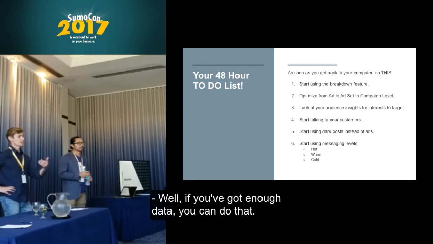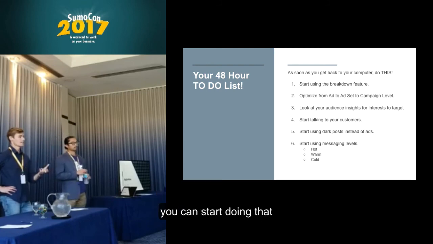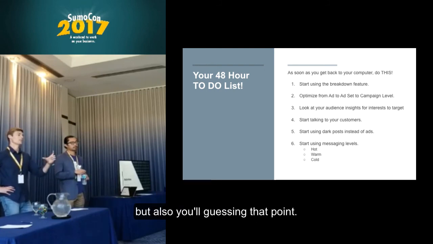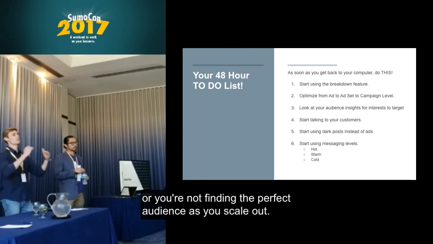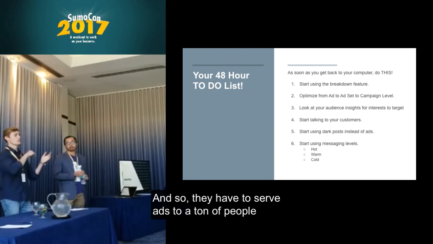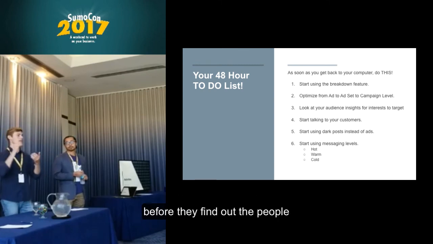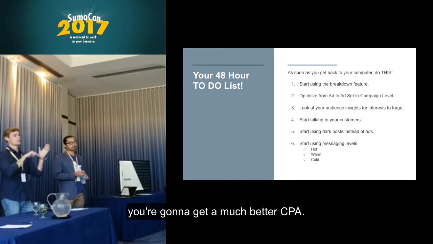Well, if you've got enough data, you can do that. So if you've got that 50 to 100 conversions a week, you can start doing that. But also you're guessing at that point. You're not slowly finding the right audience, or finding the perfect audience as you scale up. You're saying, Facebook, go and find everything. And so they have to serve ads to a ton of people before they find out the people that are actually converting. If you can narrow that audience and say, I know these people already convert, you're going to get a much better CPA.